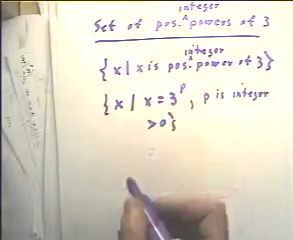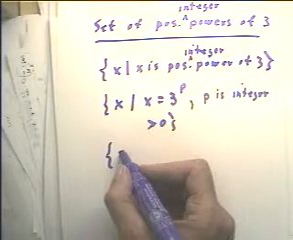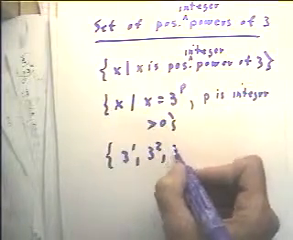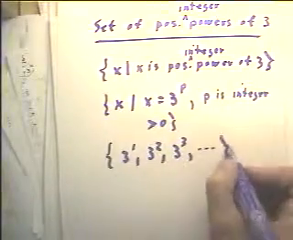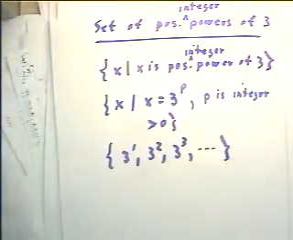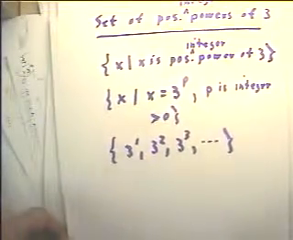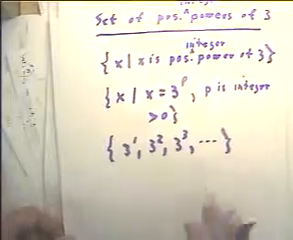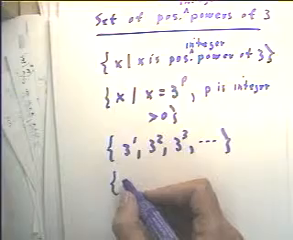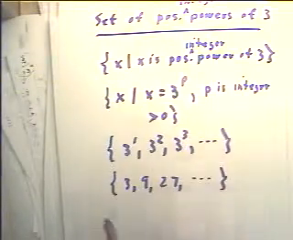So we could write it this way, or we could list the set, which would consist of 3 to the 1, 3 to the 2nd, 3 to the 3rd, and so on. Now this is an infinite set. Its cardinality is, as we'll see in the last section, infinite, and there's a specific infinite cardinality there, and we'll talk about that. But for right now, this is how you would list the set. Or we could just list 3, 9, 27, and so on.